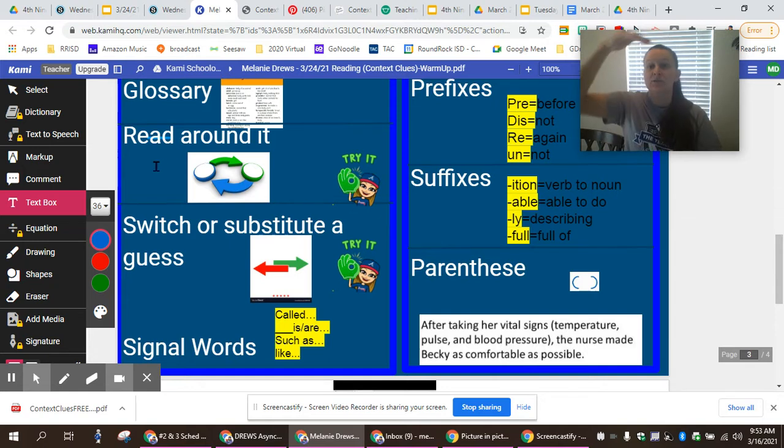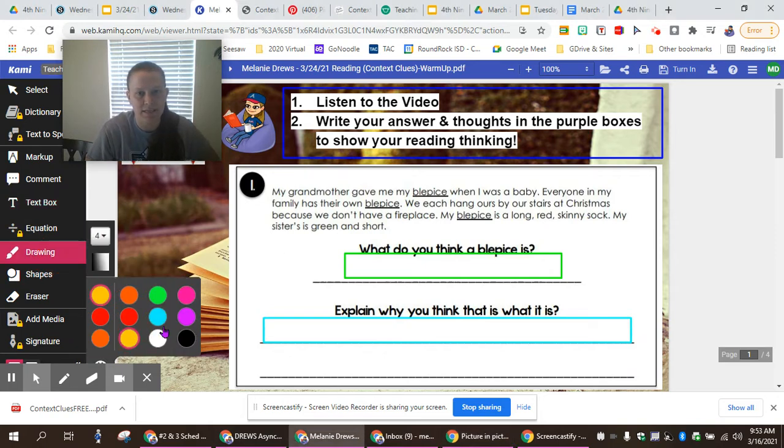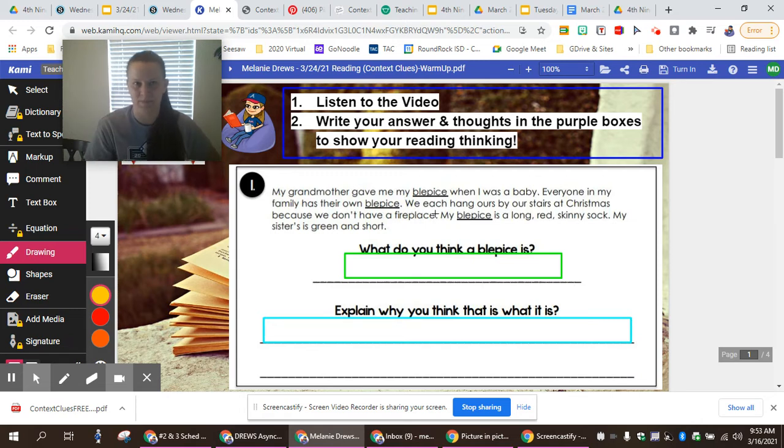Read around it. So, looking for clues, and we're going to mark up the clues today again. And then sometimes just substituting one in there. Like if I think that this is the meaning of the word, I'm going to plop my meaning in there and see if it makes sense. So let's do that today with our grandma story up here. I'm going to use my drawing tool as I'm reading, and I'm going to highlight and mark some things where I think, that's important. And you can do the same when you're doing yours too.